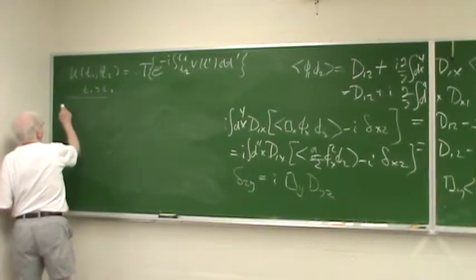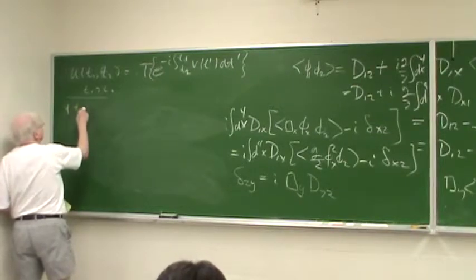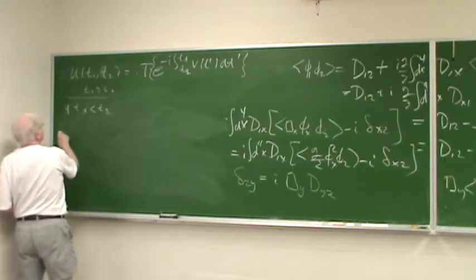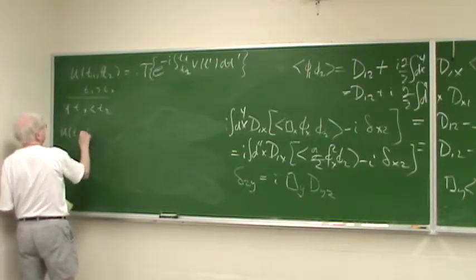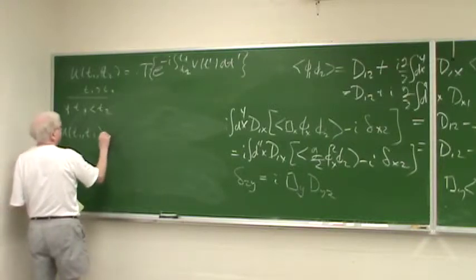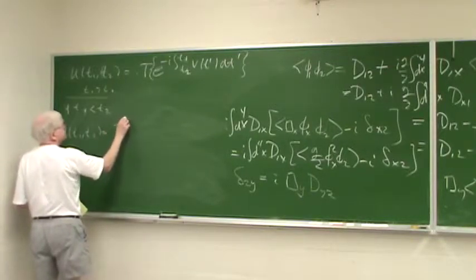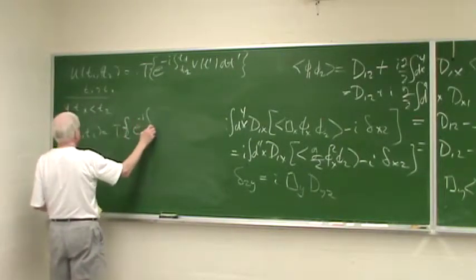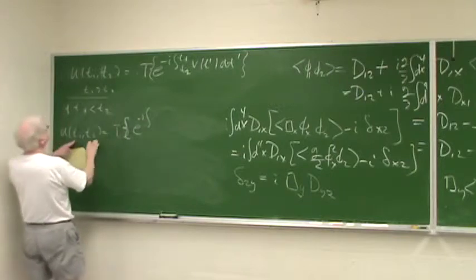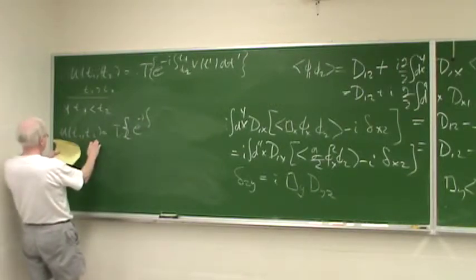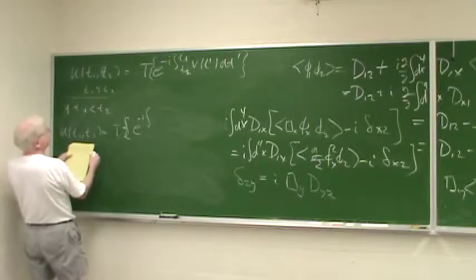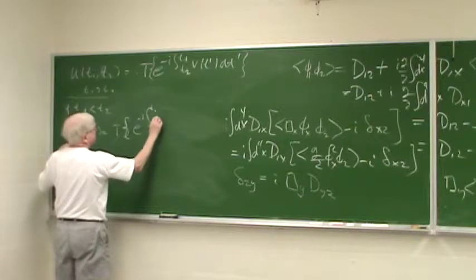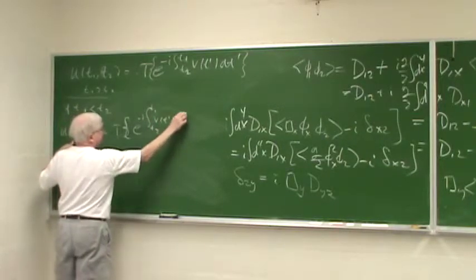What if t1 is less than t2? Then he writes the same formula, but he kind of gives it a different meaning. So it's e to the minus i integral, the same thing, t1 to t2 of V of t prime dt prime.